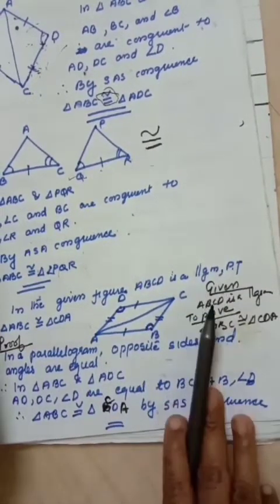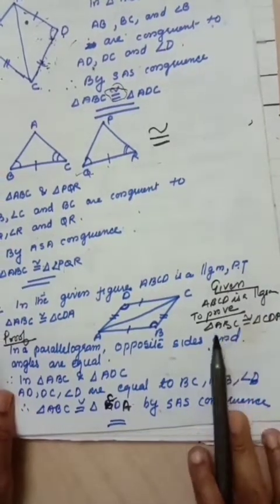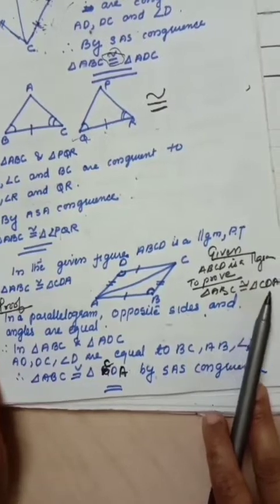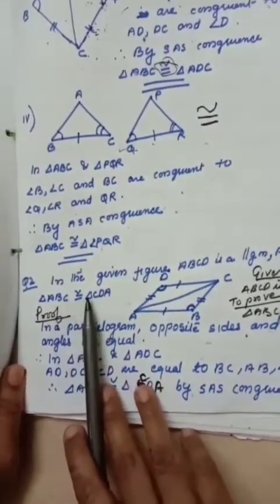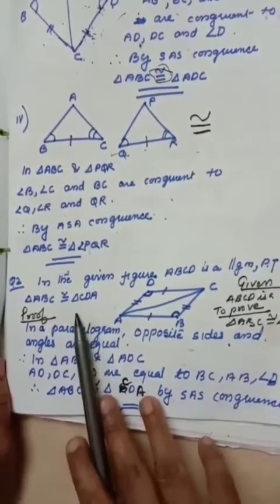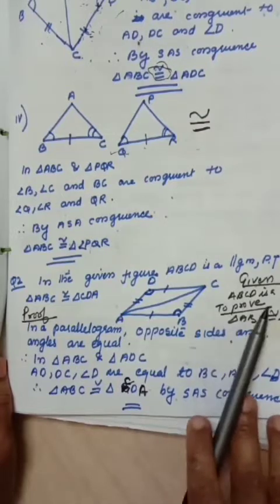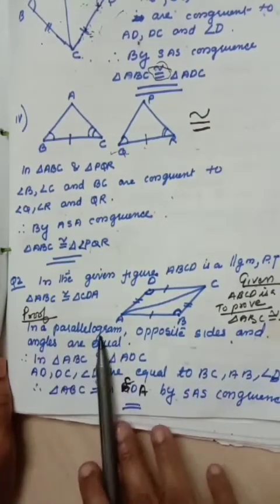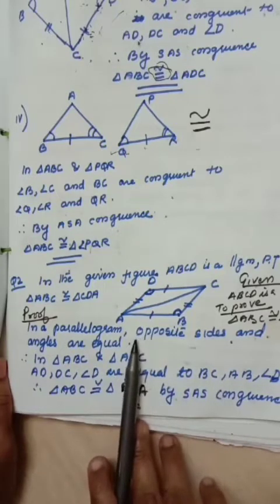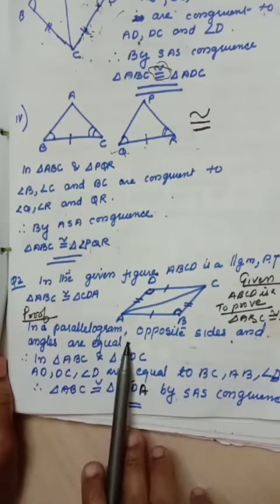See what is given? ABCD is a parallelogram. What you have to prove? Prove that triangle ABC is congruent to triangle CDA. That you have to prove. Proof means how to prove. You write the steps to prove, that is called proof. In a parallelogram, opposite sides and angles are equal. That is the parallelogram property.